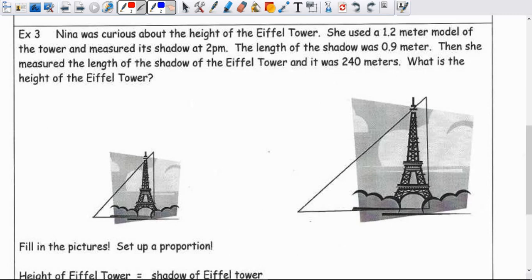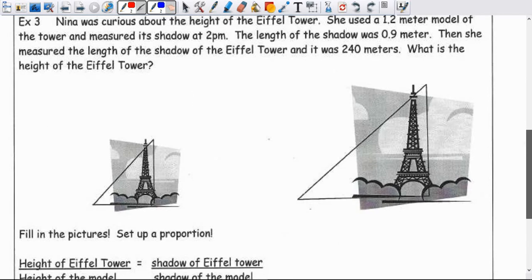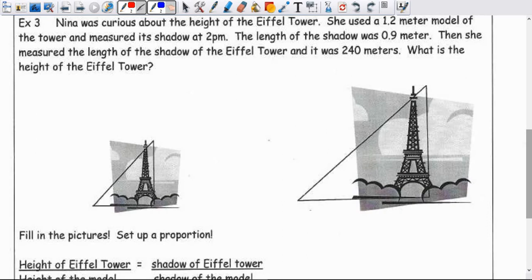So essentially, guys, this is one of the most common examples that they're going to use with this: shadows, to figure out something from a model, or how tall a person is in relation to it, to help figure out the height. So what we need to do is fill in some information. On the picture on the left, we have our model, which she measured the shadow to be 0.9 meters, right? We also know the height of the model is 1.2, so we can fill that in.